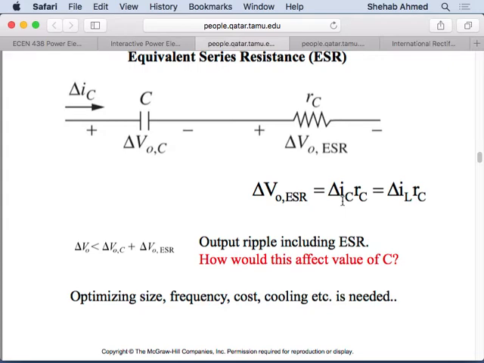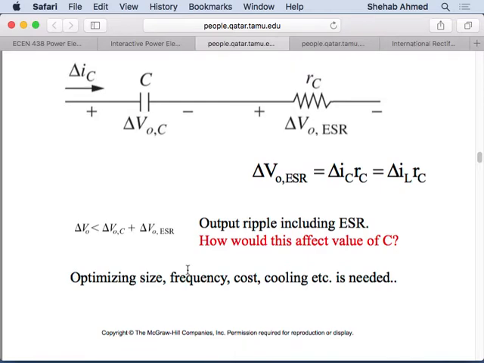Okay? So your actual ripple spec, this delta V0, has to be less than the sum of these two. Okay? Which means that if you calculate based on your capacitance only, you definitely have to increase that because of the presence of ESR.